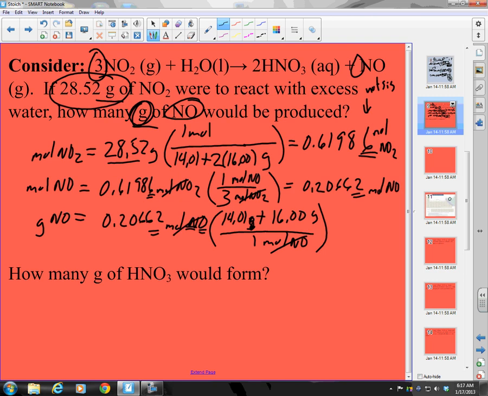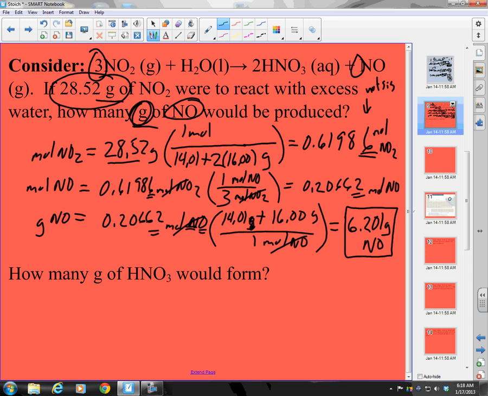Yoink, yoink. So what do I do? Times quantity, 14.01 plus 16, yoink, zoink, and I get 6.2007, so I have to round that to 6.201 grams of NO. Hey, there we go. Isn't that cool?